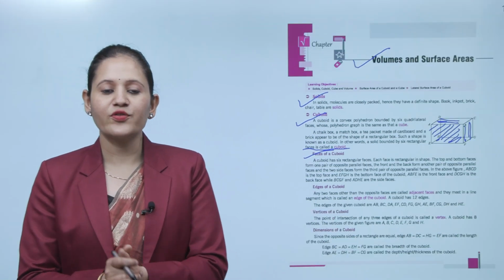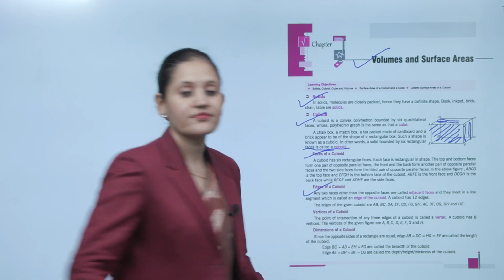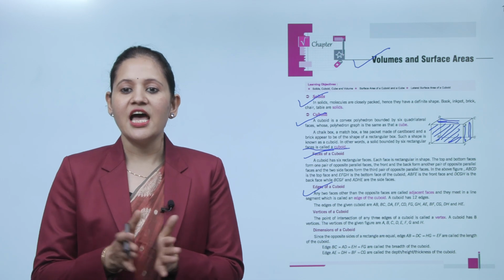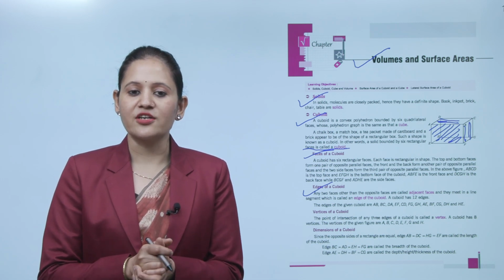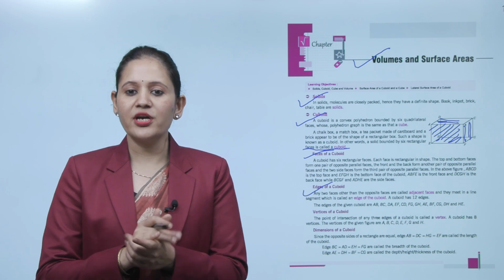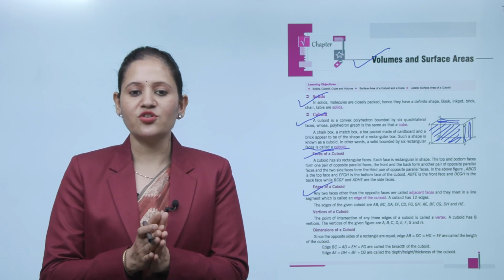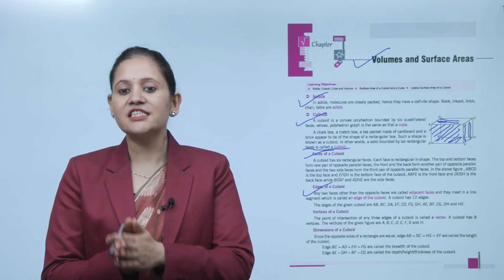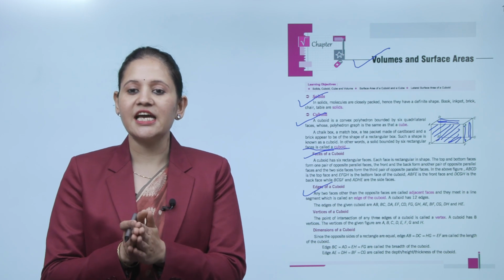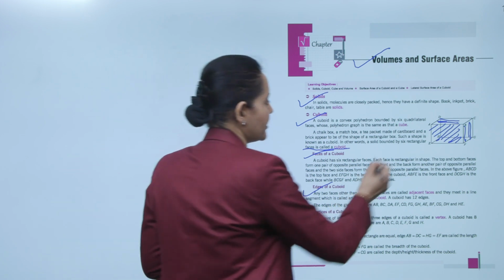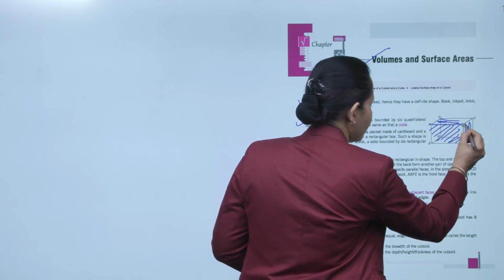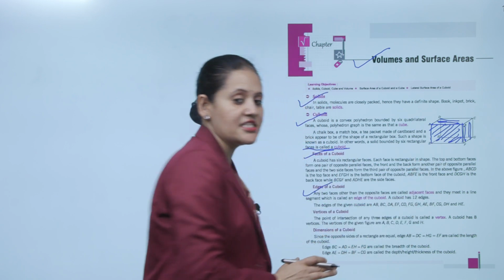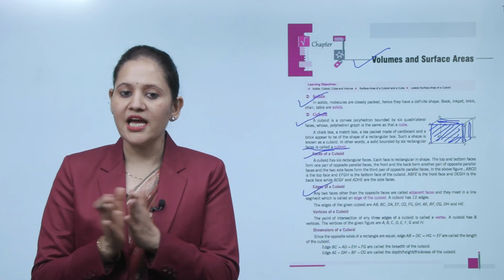Next is edges of a cuboid. Any two adjacent faces, other than the opposite faces, meet in a line segment, which is called an edge of the cuboid. The cuboid has 12 edges. The edges of the given cuboid are AB, BC, DA, EF, CD, FG, GH, AE, BF, CG, DH and HE. These are the edges. AB, BF, AE. So like this, the cuboid has a total of 12 edges.